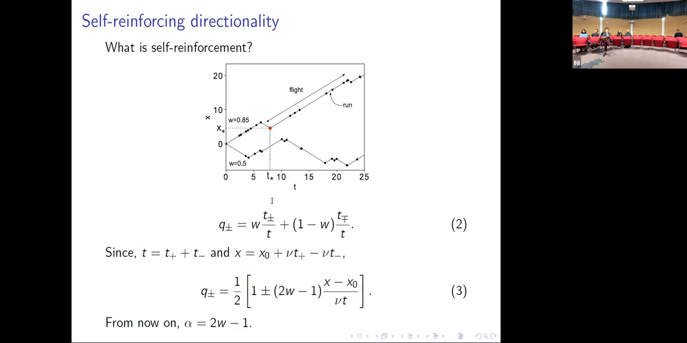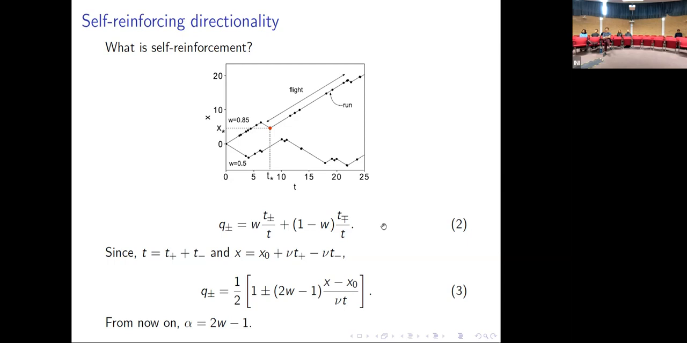In order to obtain the superdiffusion that we saw with these endosomes, we required a very specific type of conditional transition probabilities, which is written out in equation 2 here. So q plus and minus is equal to some parameter, w, which will be known as the self-reinforcement parameter. And then you have the time that the particle has traveled in the positive direction versus the time that the particle has traveled in the negative direction, t plus and t minus, divided by the total time. In other words, what does that mean?